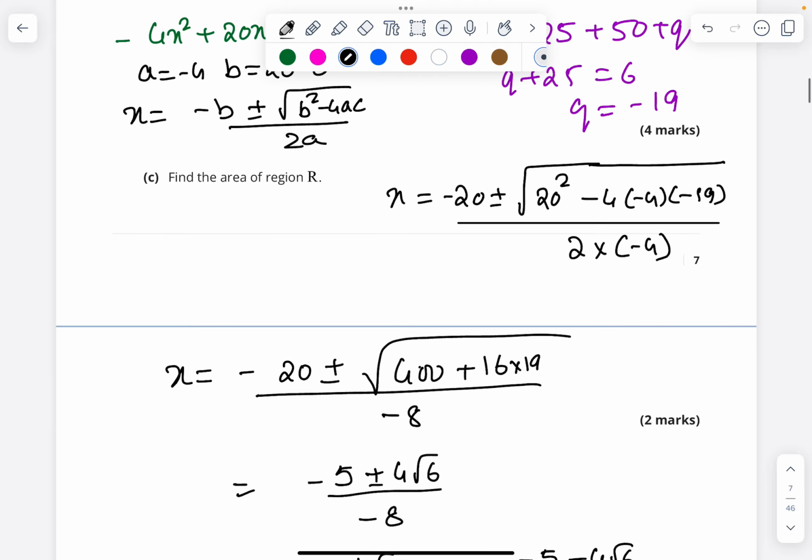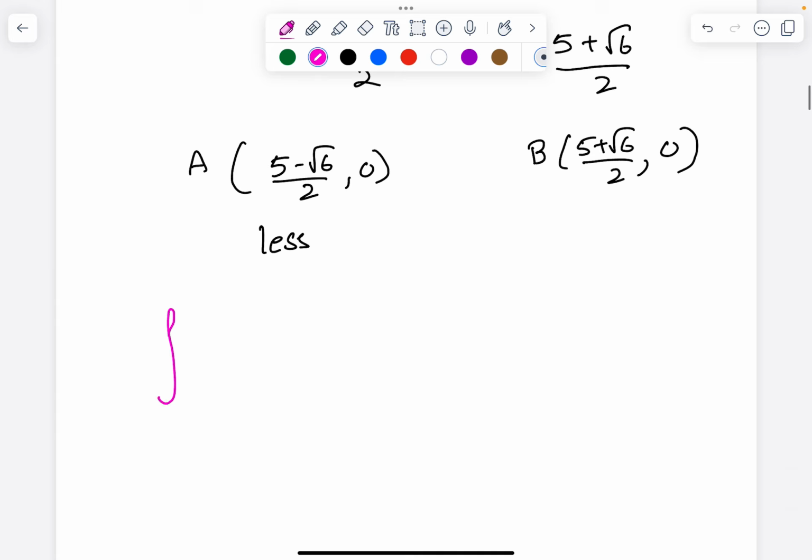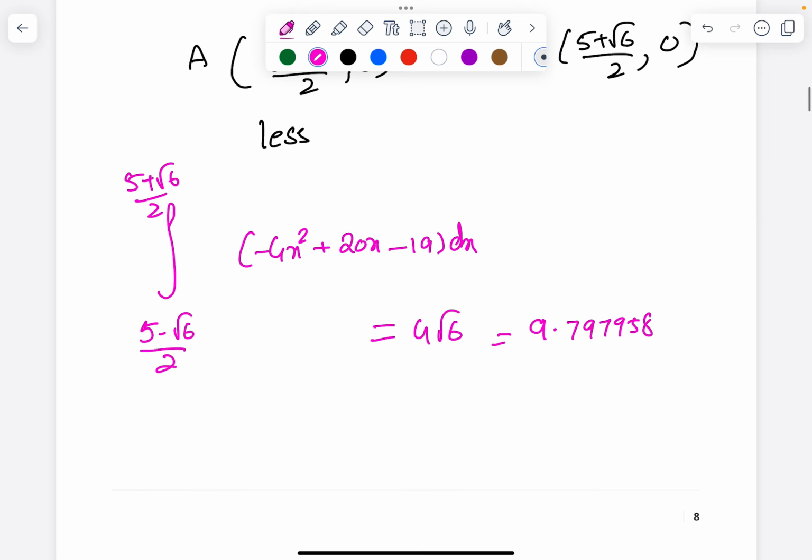Then find the area of the region. We know that it is starting at (5 - √6)/2 and ending at (5 + √6)/2, and it is the integral of -4x² + 20x - 19 dx. Now simplify that, you should be getting 4√6, which is 9.797958. So that's going to be the answer, or else 9.80 units squared.